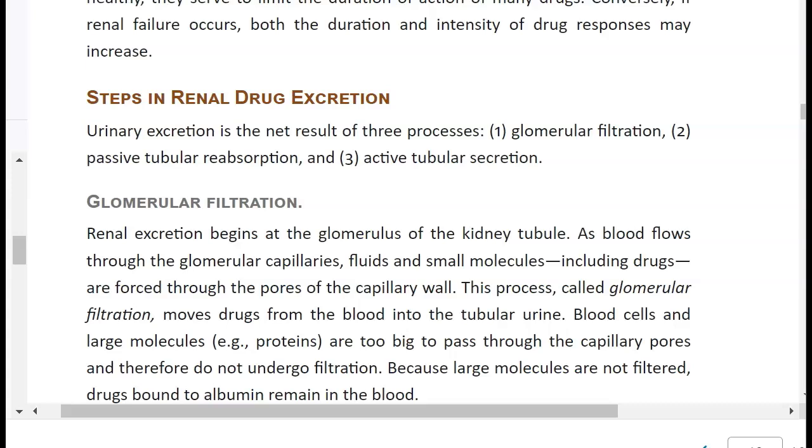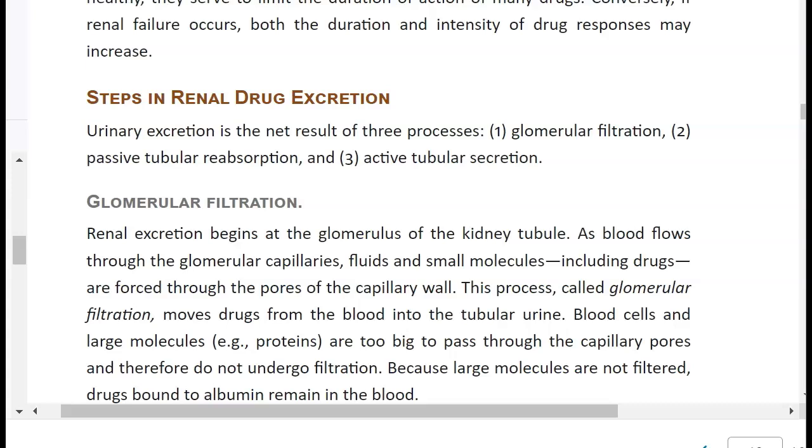So let's review this again. We're going back to our pathophysiology days. Urinary excretion is the net result of 3 processes: glomerular filtration, passive tubular reabsorption, and then active tubular secretion. When we talk about the glomerular filtration, that's our GFR.